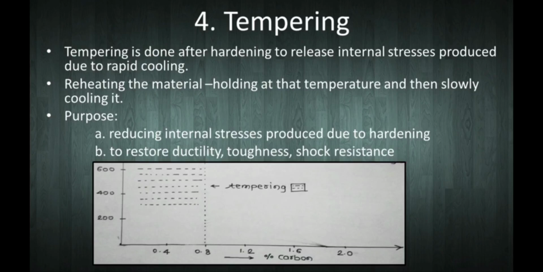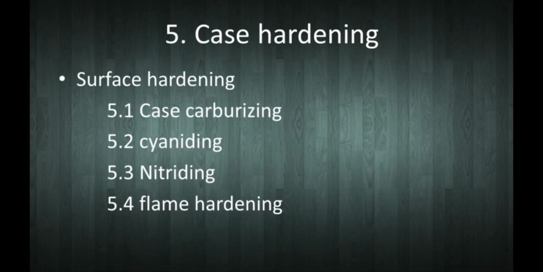Once we do hardening, we cool it rapidly, then we again reheat it to a temperature and then slowly cool it. This will reduce internal stresses and restore the ductility, toughness and shock resistance properties of the tempered material. Tempering.